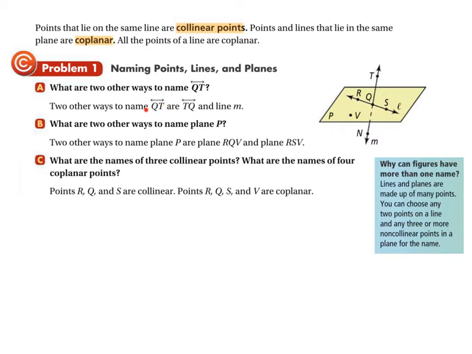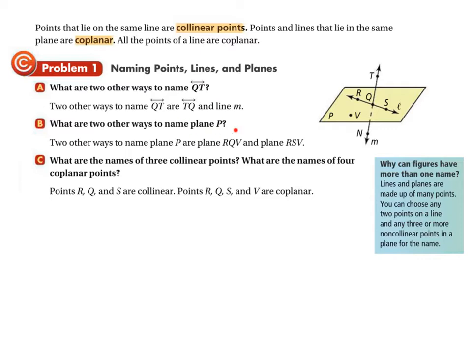You could name it TQ, and you could call it line m because, as you can see, TQ has the lowercase letter m. You could also name it with the point N that's also on that line, so you could call it line NQ, NT, QN, NQ.